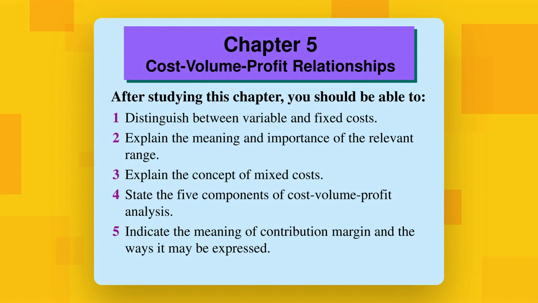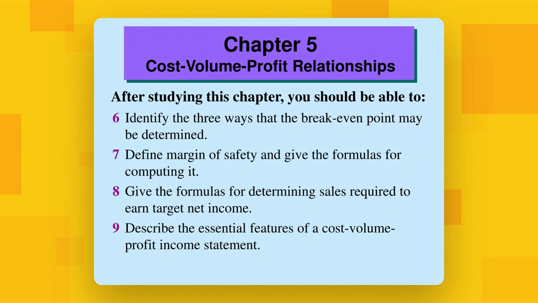Number 4 will be part of the next class or next video about the components of the CVP analysis. And number 5, indicate also the contribution margin and the computation of it, and identify the break-even point. Then the margin of safety, then the formulas for determining the sales required to earn a target profit, and describe the essential features of the cost volume profit analysis. So it will be discussed in the next class.